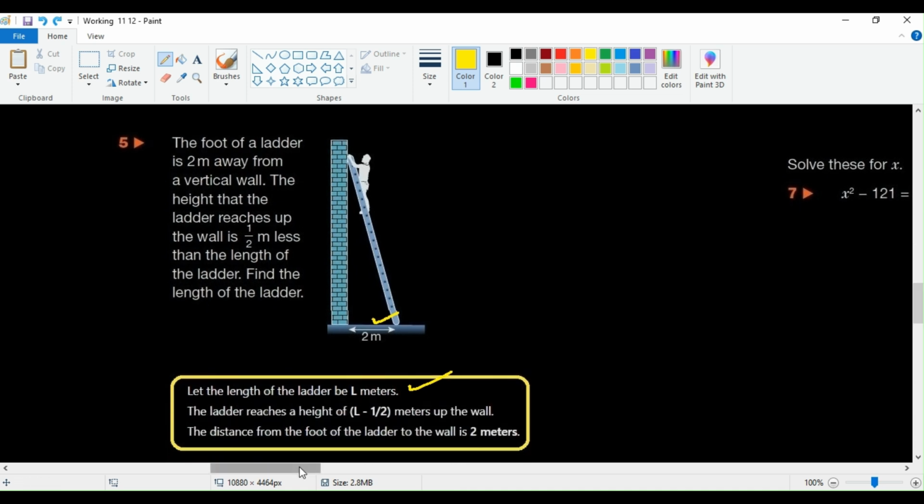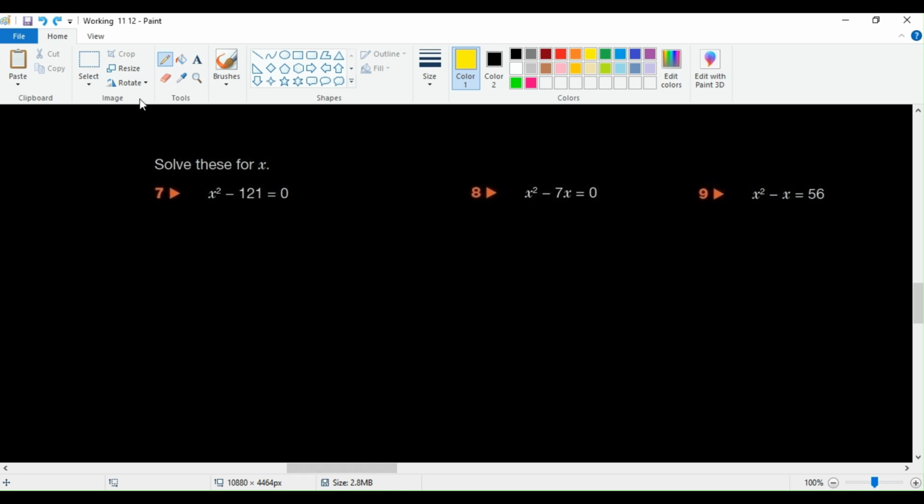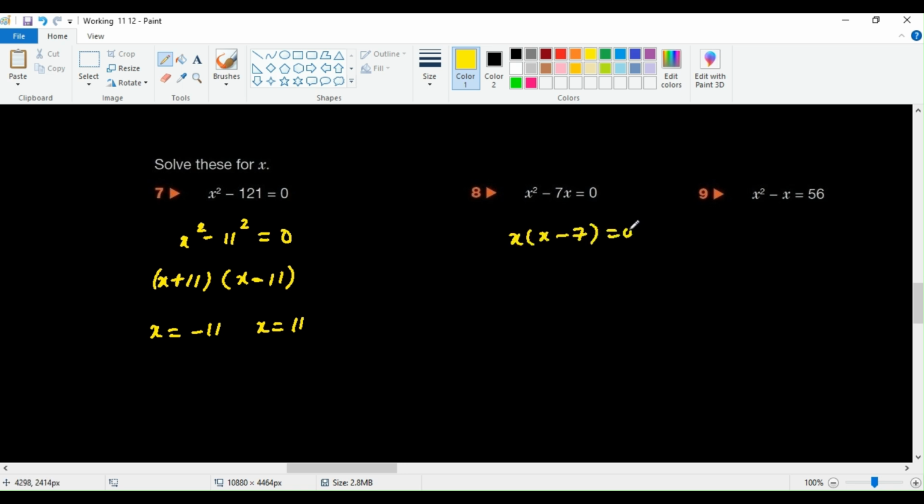Moving on to the next question. In here, solve for x. We need to find out the value of x. x squared minus 11 squared equals 121. That means x plus 11 and x minus 11 is going to be the answer for this. That means x equals negative 11 and x equals positive 11. Both are the possibilities. Now in here, x is common. x minus 7 is going to be another bracket. So the first value of x is 0 and the second value of x is positive 7. We are finding out the value of x.